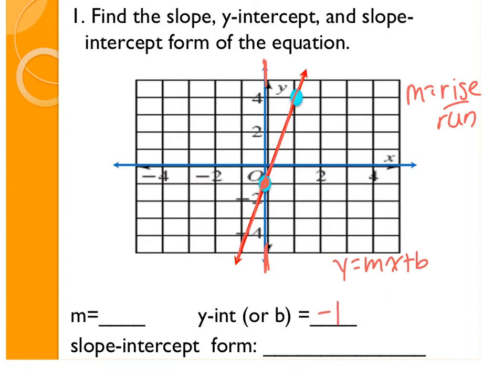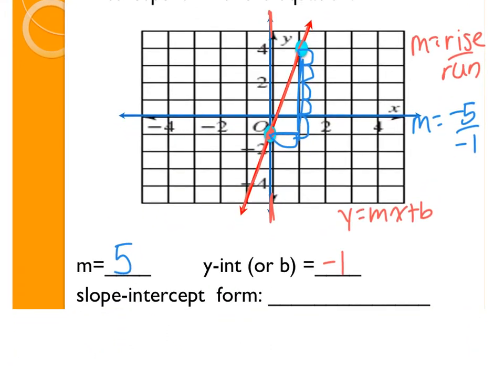Now, from my negative 1 point to this point, I'm going to find my slope, rise over run. So I'm going to go down 1, 2, 3, 4, 5. So it'd be a negative 5, and then I'm going to run a negative 1. Negative 5 divided by negative 1 equals positive 5. Now I'm going to write my equation. y equals my m, 5, x minus 1.